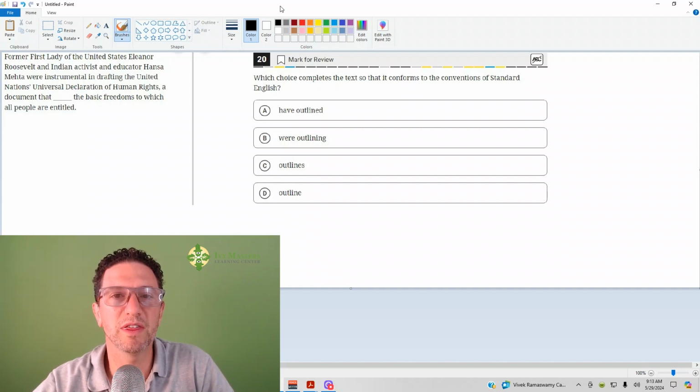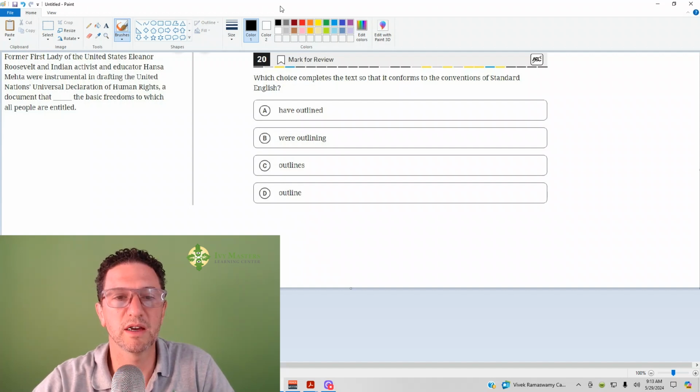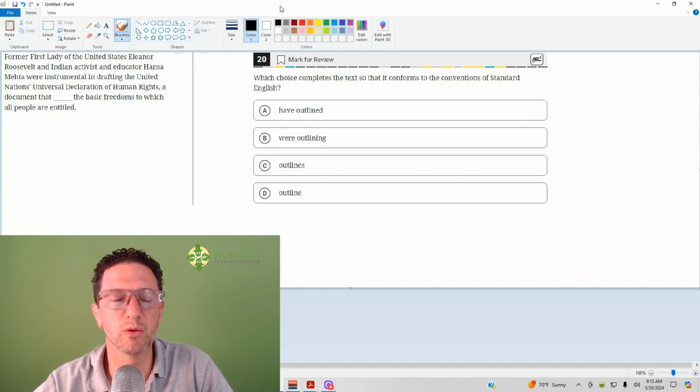So now I'm going to read with it in place. And if answer choice C is the only one that works, then I'm going to pick it. It have outlined? No. It were outlining? No. It outlines? Yes. It outlined? No. So it looks like my correct answer. I'm confident enough at this point to choose answer choice C as my correct answer. And then I can move on.